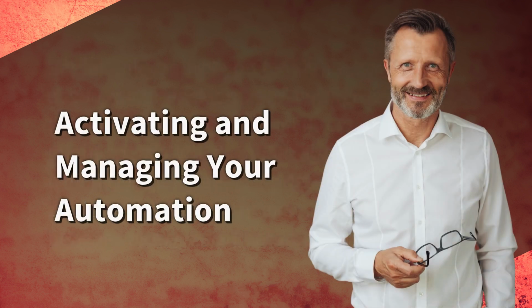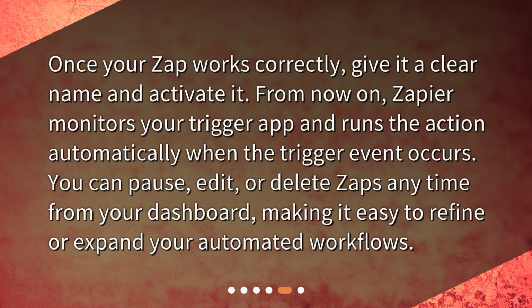Activating and managing your automation. Once your Zap works correctly, give it a clear name and activate it. From now on, Zapier monitors your trigger app and runs the action automatically when the trigger event occurs. You can pause, edit, or delete zaps anytime from your dashboard, making it easy to refine or expand your automated workflows.